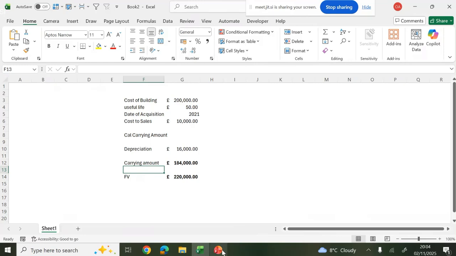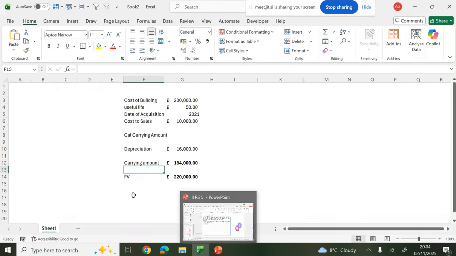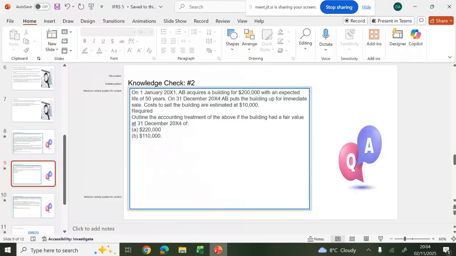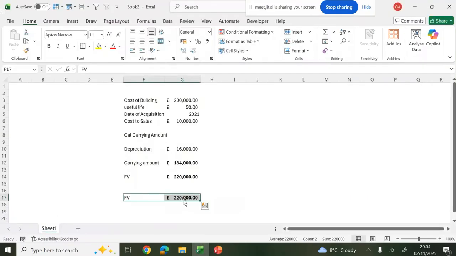In option B, we are told that the fair value is how much? That's option B. Fair value is 110,000. So in option B, 110,000.